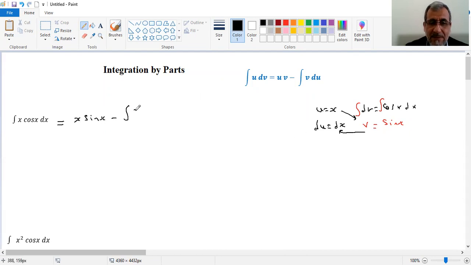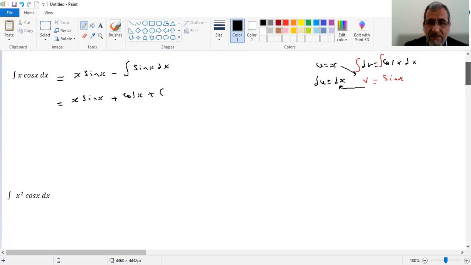So it'll be x sine x, and the integral of sine is minus cosine, and there's a minus, so it'll be plus cosine x plus c. So this is the first one.